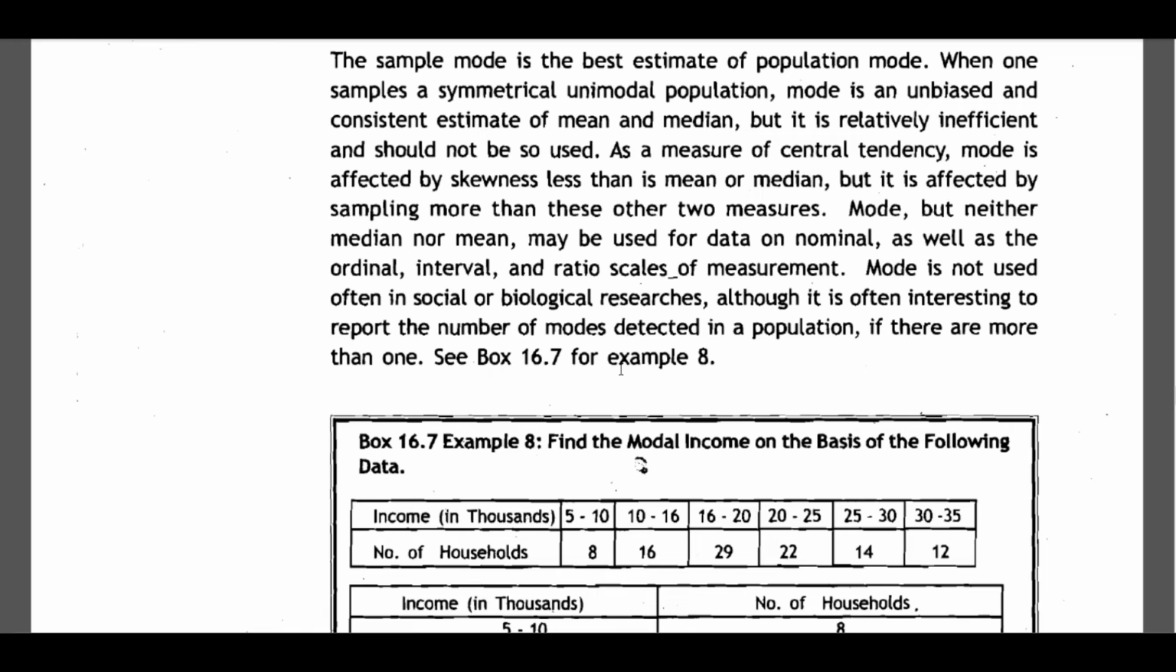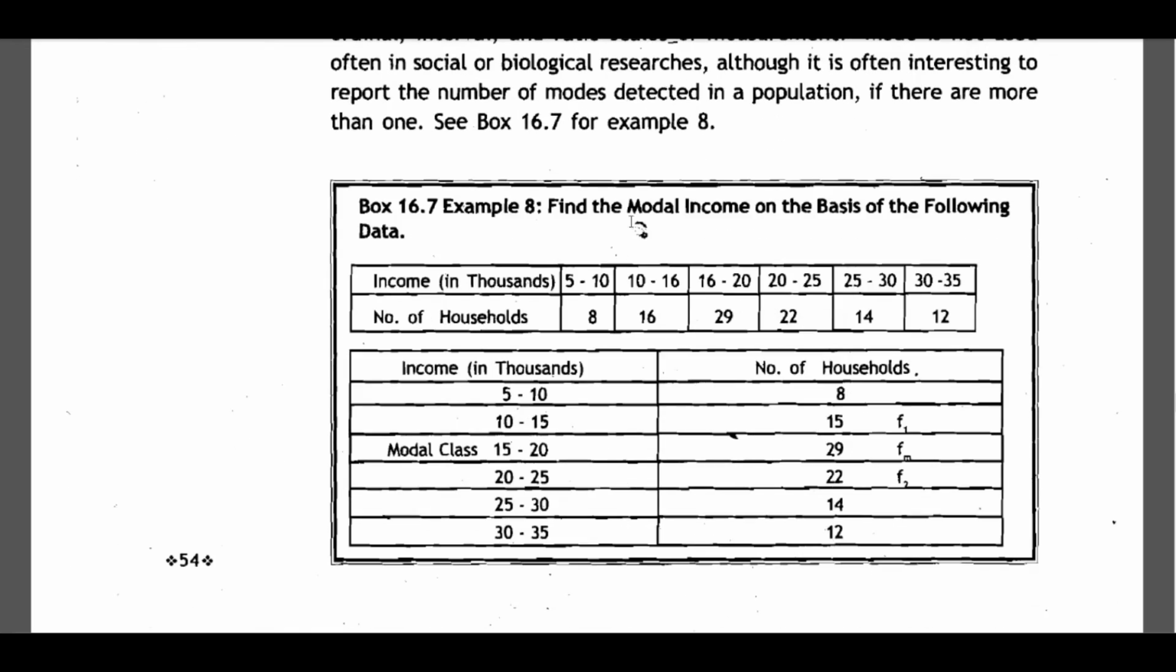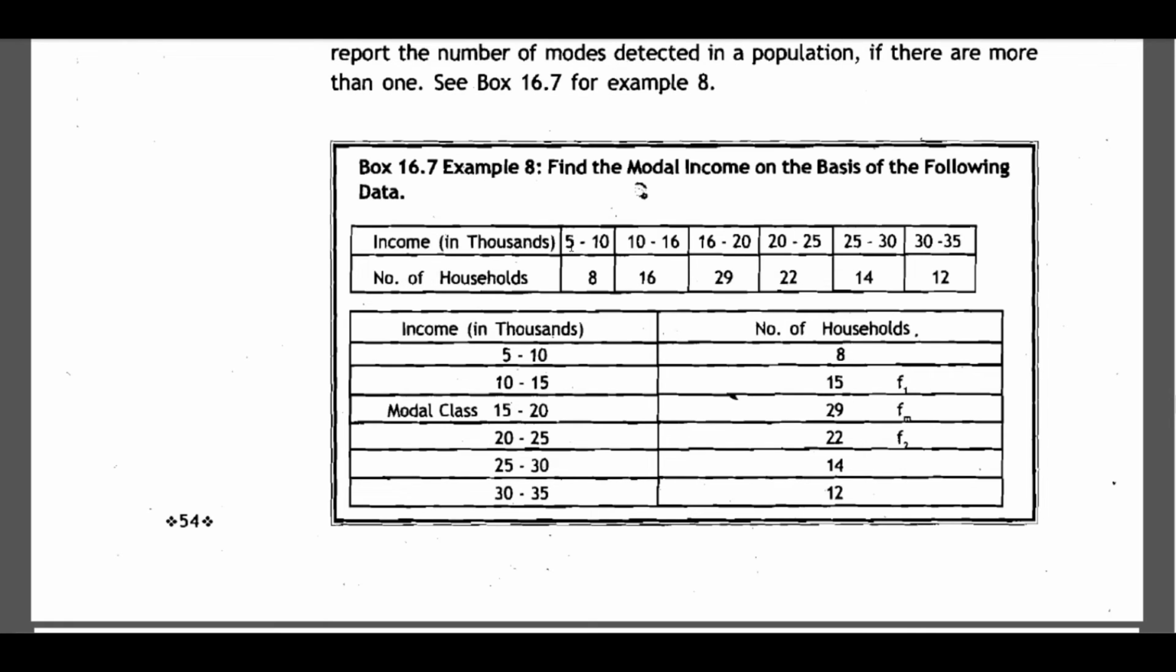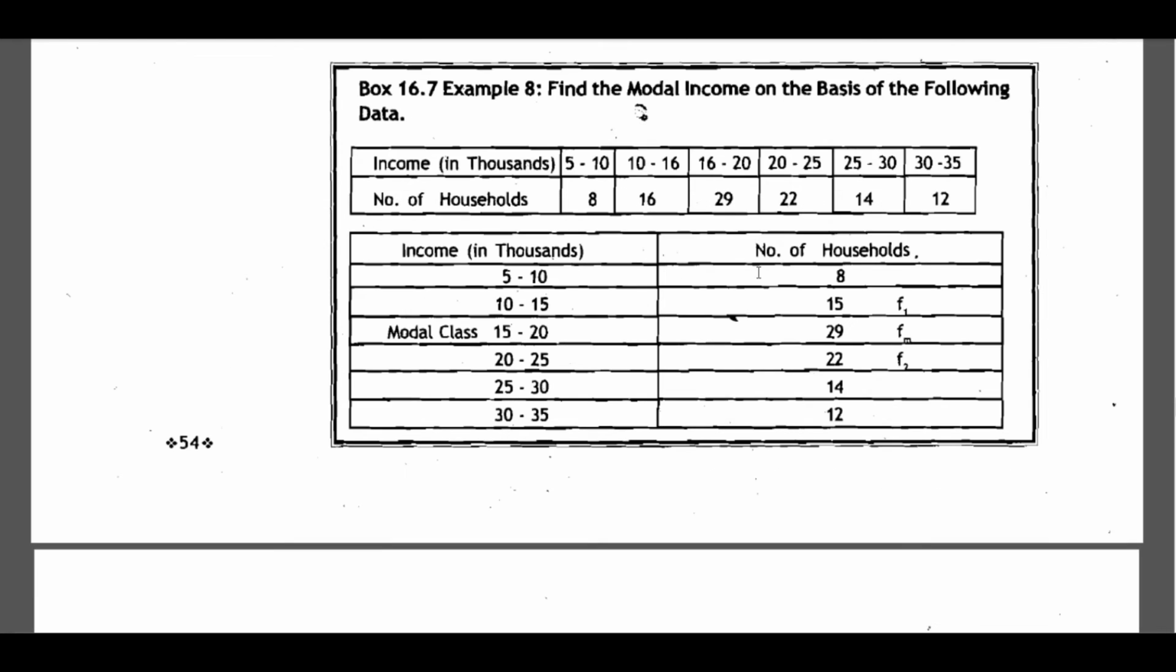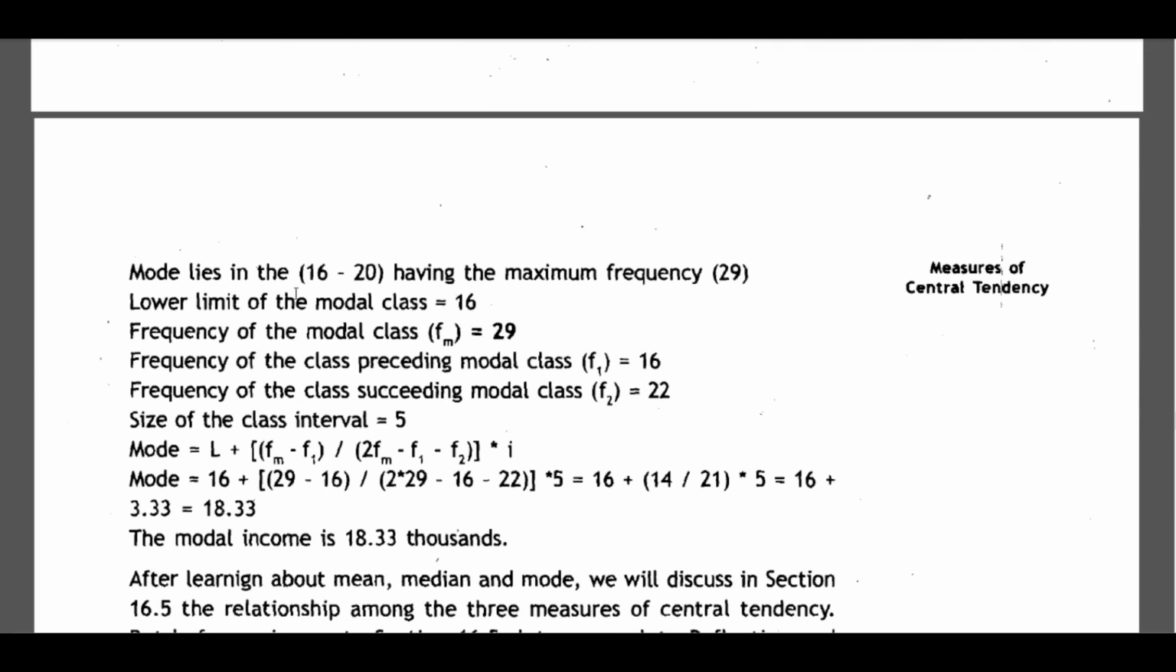See example 16.7 for examples. Here, find the modal income from the following data. The number of households is 8 with an income between 5,000 to 10,000, and 16 families have an income of 10,000 to 15,000, as the table is given. So income in thousands 5 to 10 has frequency 8. Here the modal frequency is f1, prior to that the frequency is 15, and after that the frequency is 22. So these values we can use here.